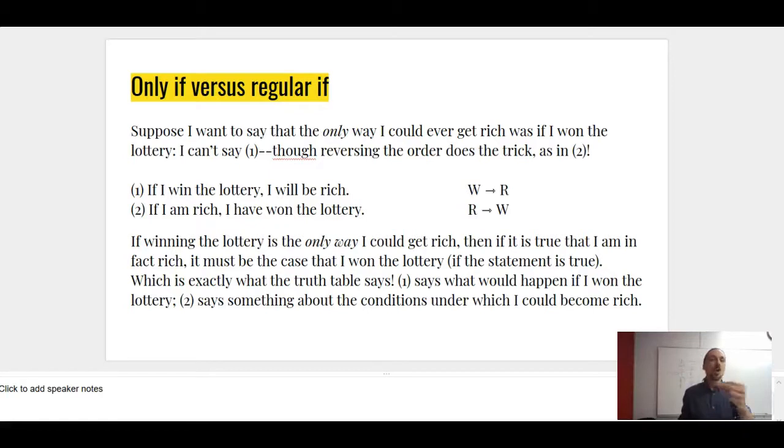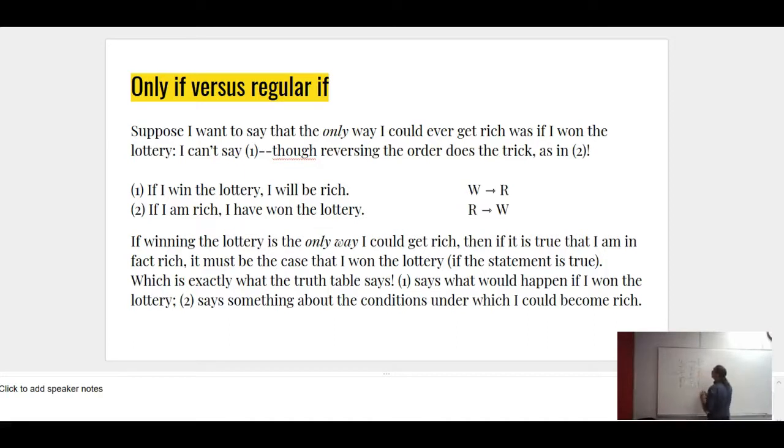But suppose I want to say only if I win the lottery, I'll be rich. That's the only case it's possible. Then you just reverse the order. Because it's saying, effectively, if I am rich, it's because I've won the lottery. It's the only way it's possible. So if you observe me being rich, then you can deduce that I must have won the lottery. Right? If winning the lottery is the only way I could get rich, only if I win the lottery will I ever be rich. Don't go to grad school, kids. Then it's true that I'm in fact rich. It must be the case that I won the lottery, which is exactly what the truth table will say.